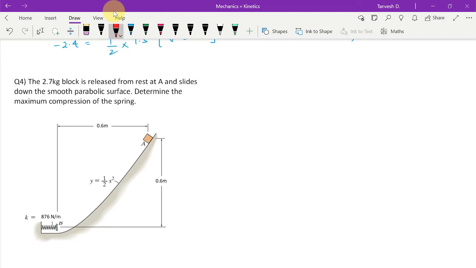So what is given in this question is a 2.7 kg block is released from rest at A and slides down the smooth parabolic surface. Determine the maximum compression of the spring. So the mass is given, which is 2.7 kg, and the stiffness of the spring is given. It is a linear spring. It is 876 Newton per meter. And the equation of the parabola is given.